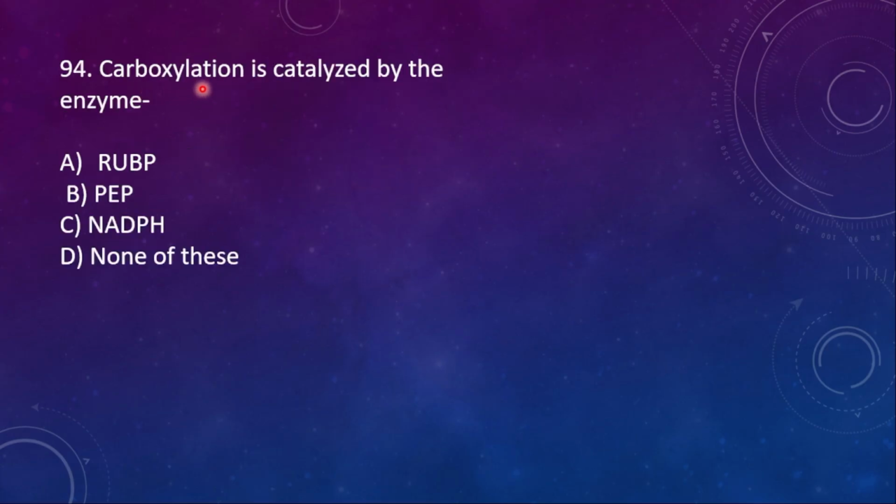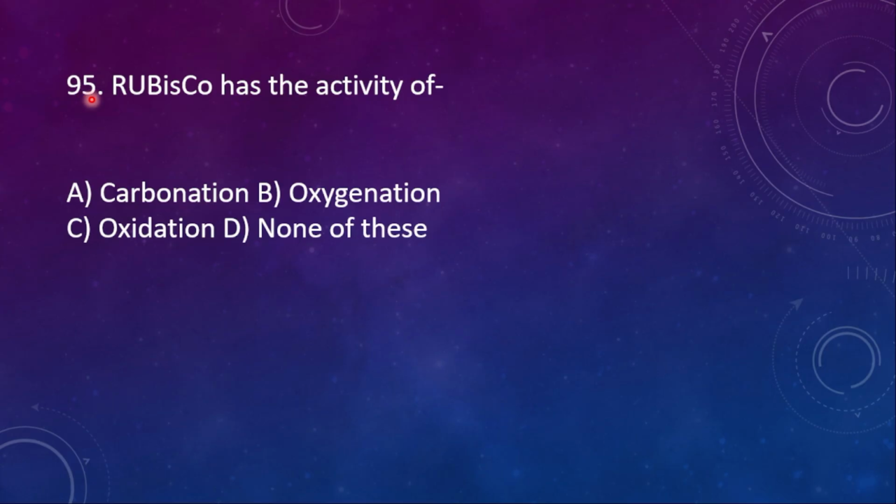94. Carboxylation is catalyzed by the enzyme A. RuBP, B. PEP, C. NADPH and then D. none of this. Here the right option is D, none of this, because carboxylation is catalyzed by the enzyme that is not present here, that is the enzyme Rubisco.